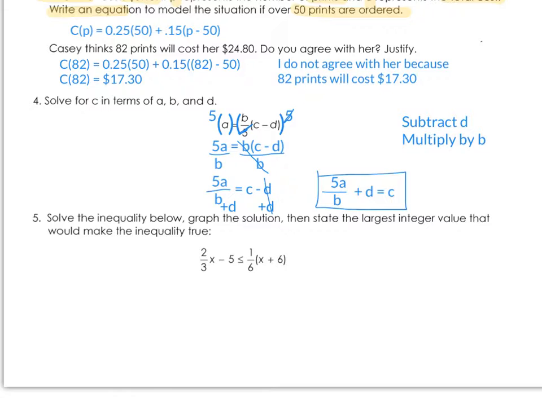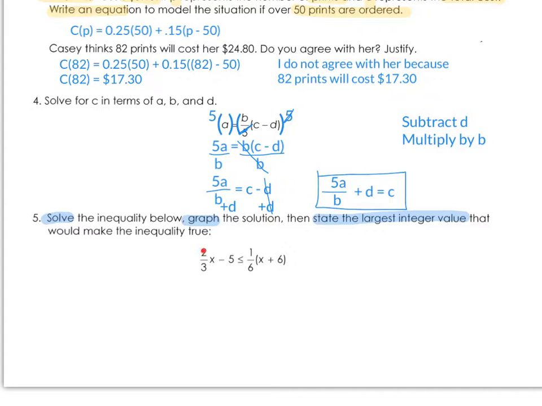Okay, number 5: solve the inequality below, graph the solution, then state the largest integer value that would make the inequality true. So I have 3 things that I have to do here. I have to solve, then I have to graph, and then I have to state the largest integer value. So to solve this, let's start off with that.